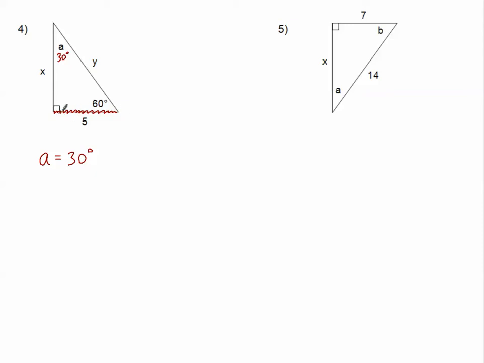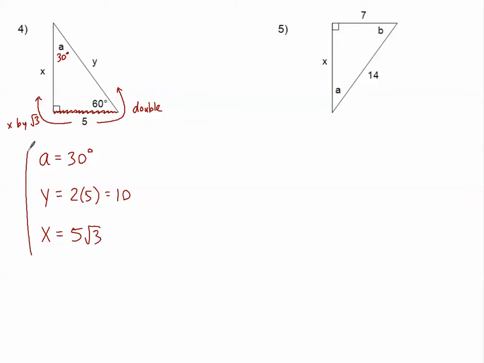And I actually already know what my short leg is. It's 5. So I know that I'm going to double it to get my hypotenuse. So that must mean that y is equal to 2 times 5, which is equal to 10. I know you could probably just do that in your head, not show this middle step. And I'm going to multiply by the square root of 3, and I'll have my longer leg, which is x. So x must be 5 times the square root of 3. And that's it. I solved this triangle.